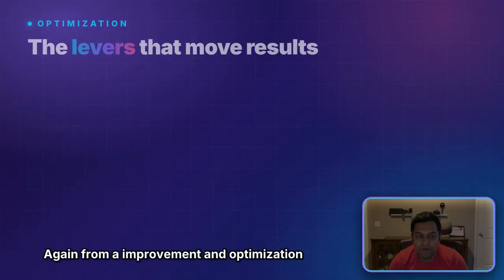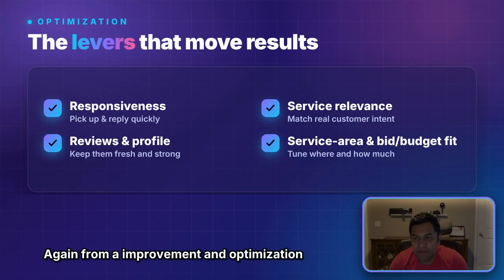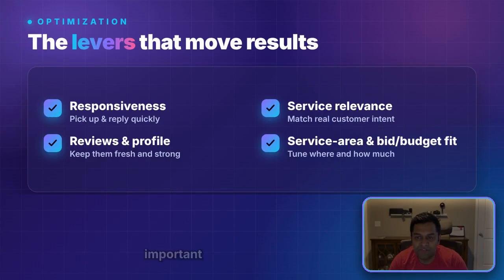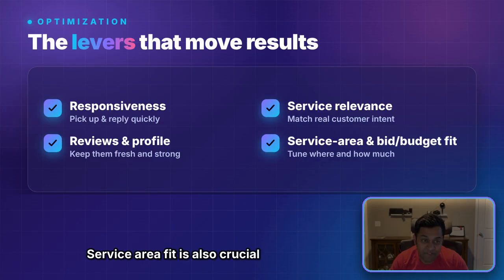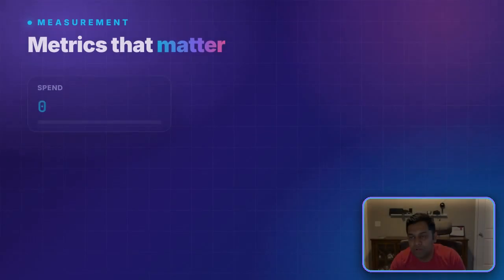Again, from an improvement and optimization perspective, responsiveness is very important. Service relevance is also crucial. Update your business hours, manage your reviews. Service area fit is also crucial. And then, like I said, bid and budget management is important.